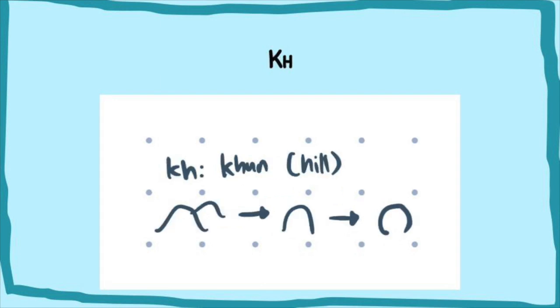Kh. This letter comes from the word khun, meaning hill or mountain. It evolved from the drawing of a hill. The letter is written in one stroke from left to right. Its name is chach.